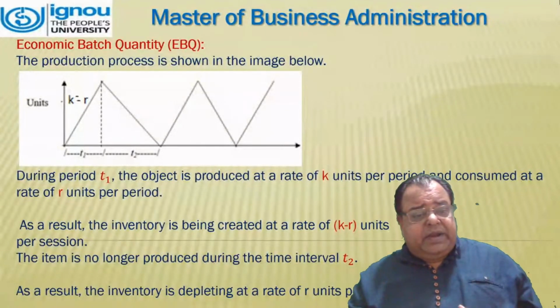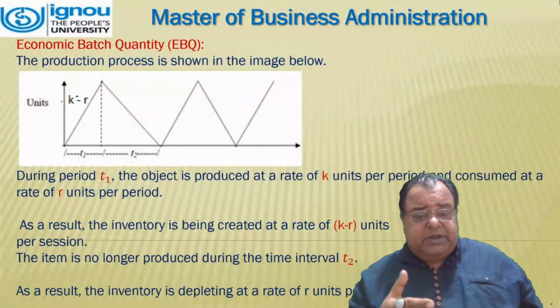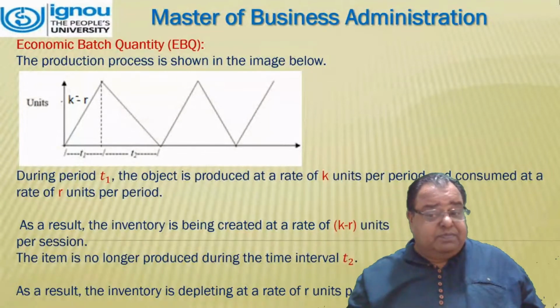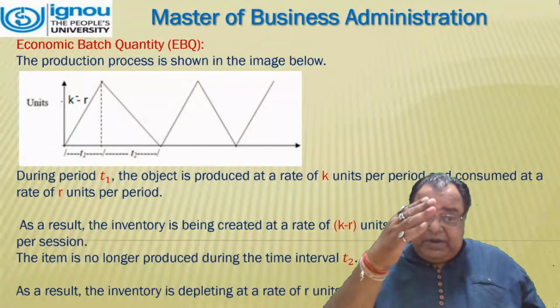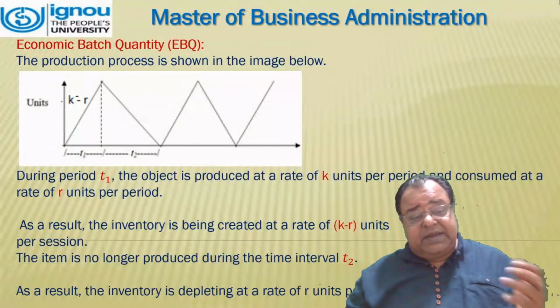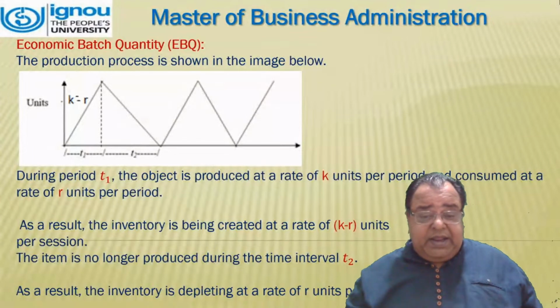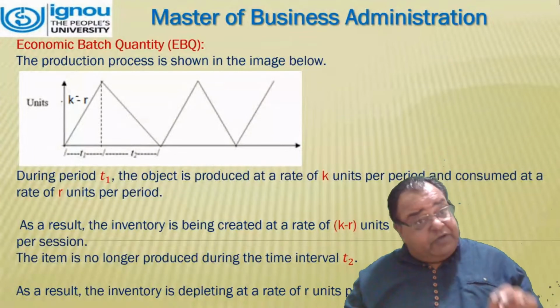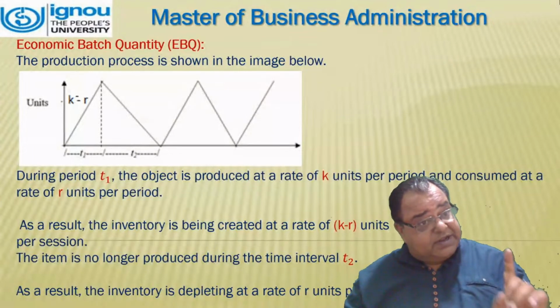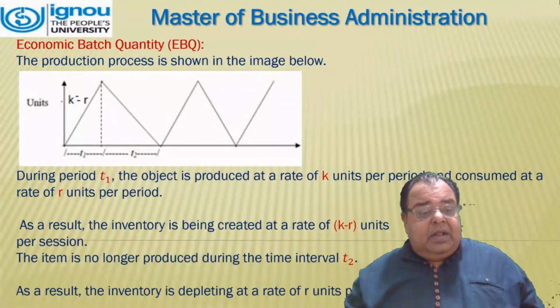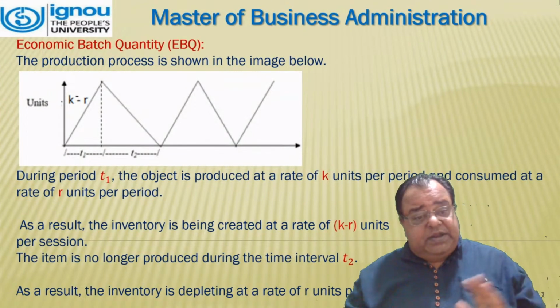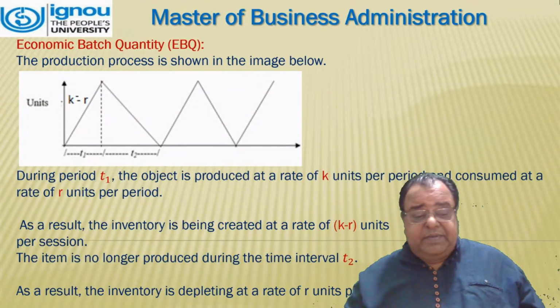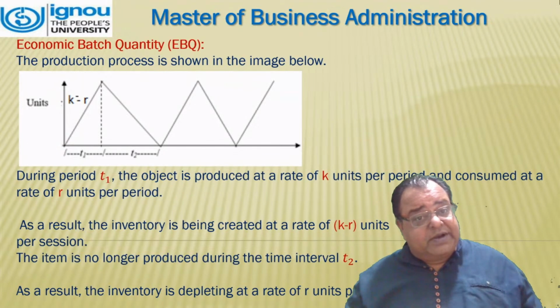During the period T1, the product is produced at the rate of K units per period and consumed at a rate of R units per period. As a result, the inventory is being created at the rate of K minus R units per period. The item is no longer produced during the time interval T2. As a result, the inventory is depleting at a rate of R units per period.